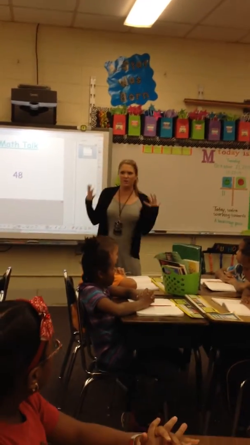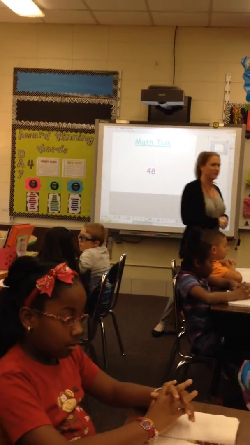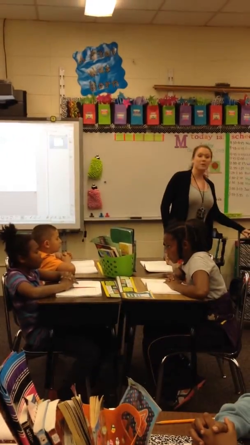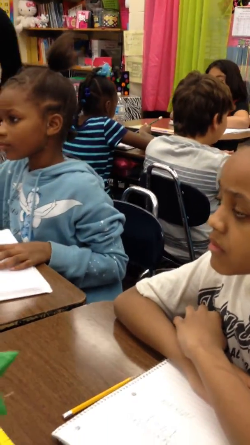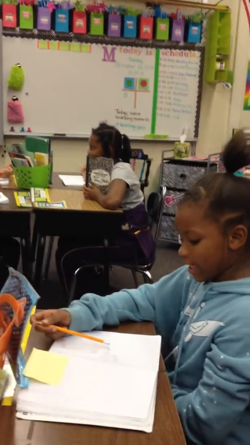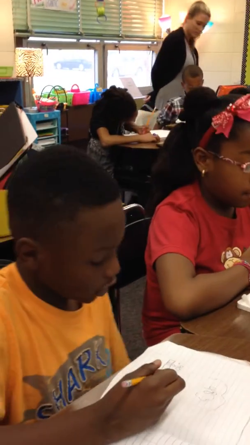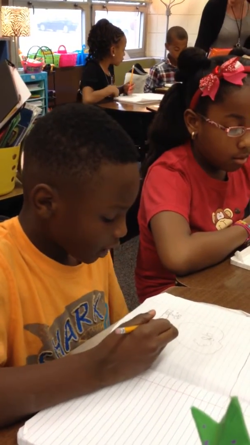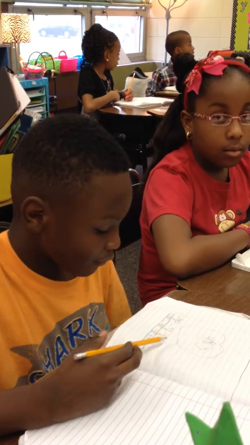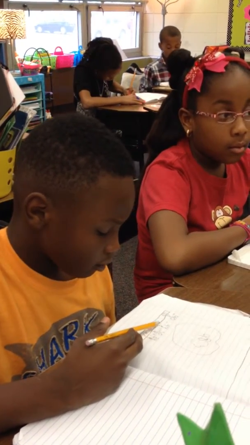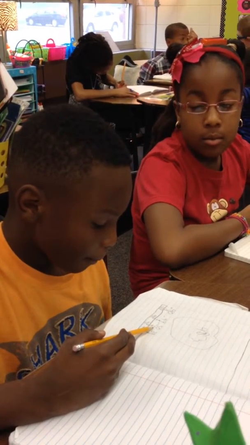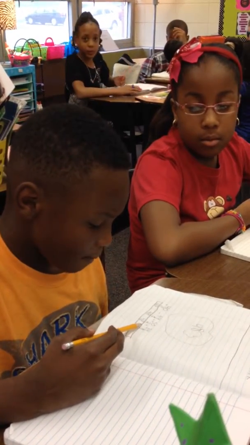Share within your groups all of the creative ways that you came up with to represent the number 48. Begin. 1 plus 9 plus 3. I got 48 yards, 48 circles. I got 40 plus 8 is 48. I got 49 take away 1 equals 48. I got 50 take away 2 equals 48. And I got 39 plus 9 equals 48. I got 48 and 1.